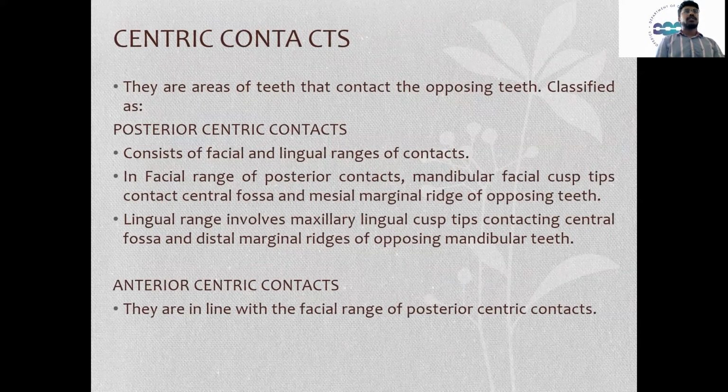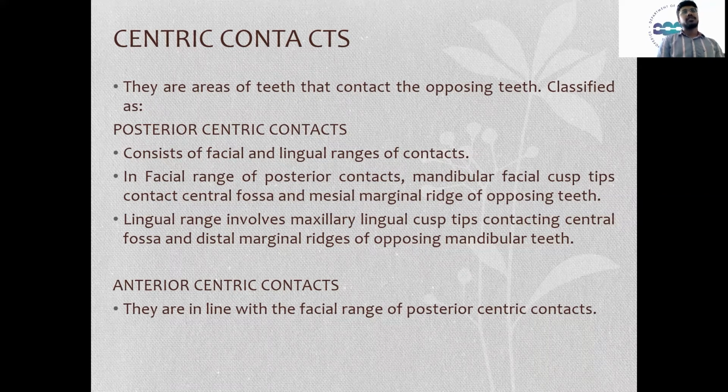The next terminologies are about centric contacts. What are centric contacts? They are areas of teeth that contact the opposing teeth, which can be primarily classified as posterior centric contacts and anterior centric contacts. The posterior centric contacts basically consist of facial and lingual ranges of contacts.